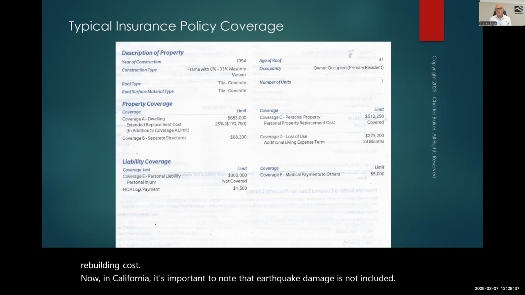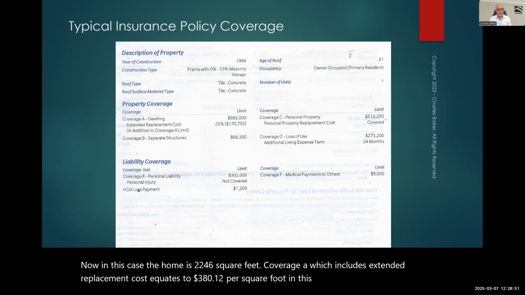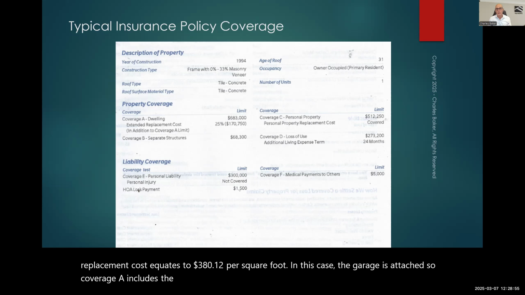Now, in this case, the home is 2,246 square feet. Coverage A, which includes extended replacement cost, equates to $380.12 per square foot. In this case, the garage is attached. So coverage A includes the garage.